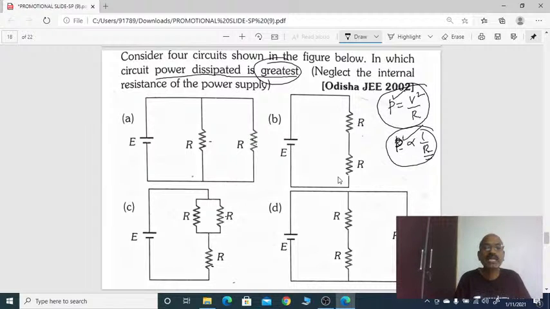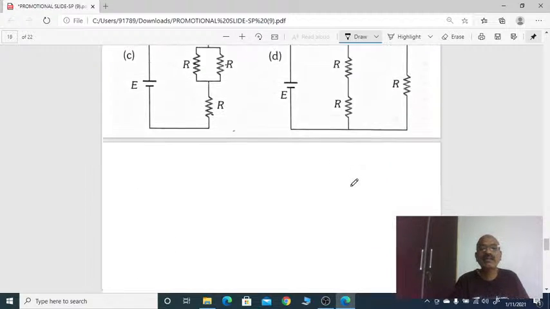So option A, if you calculate the resistance for all, these two are connected in parallel, so the resistance will be less. Resistance less means power will be more. So the first circuit is the answer.